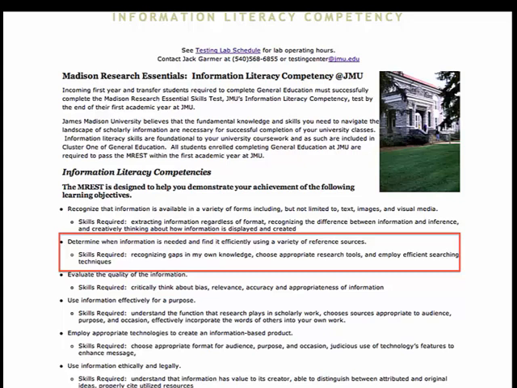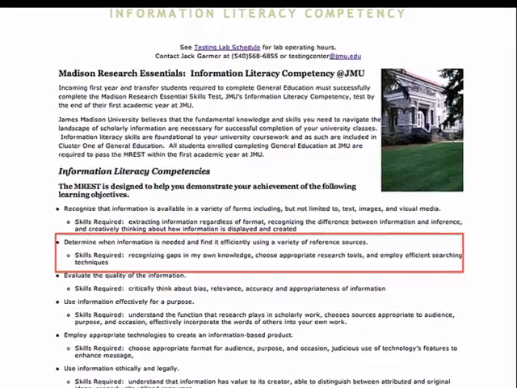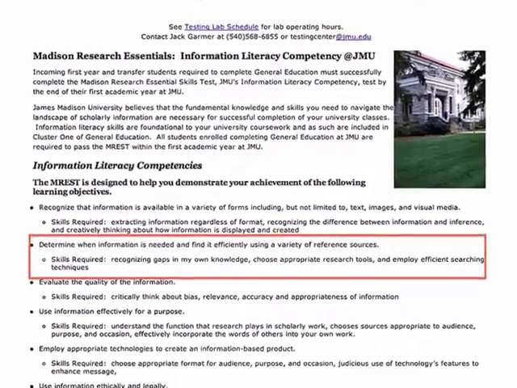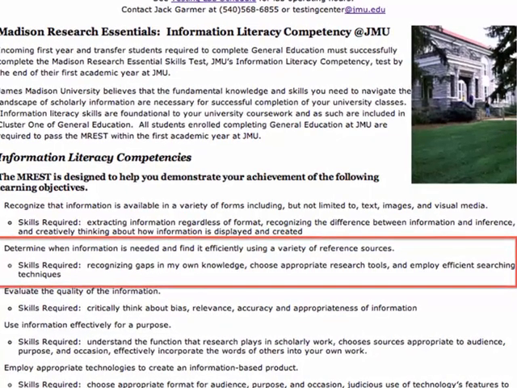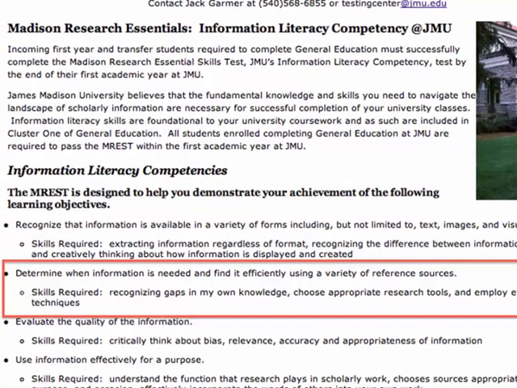In this module, we're going to talk about this general education information literacy learning outcome: determine when information is needed and find it using a variety of reference sources. Since this is really two outcomes smashed together with an "and," we break this module into two tutorials, and in this video we'll talk about determine when information is needed.